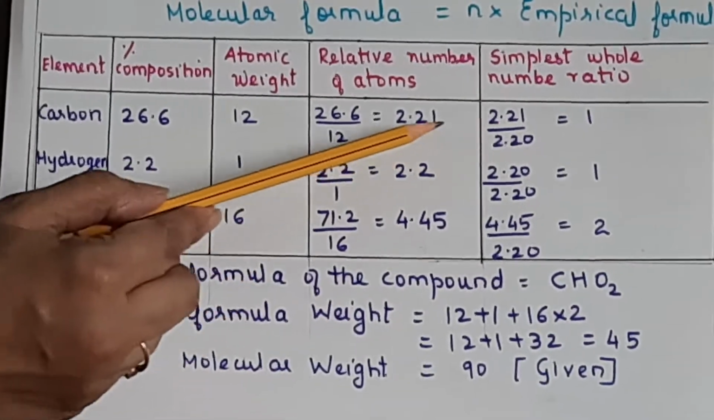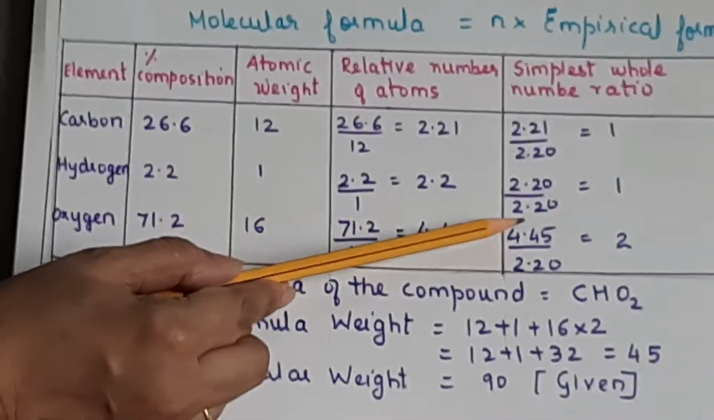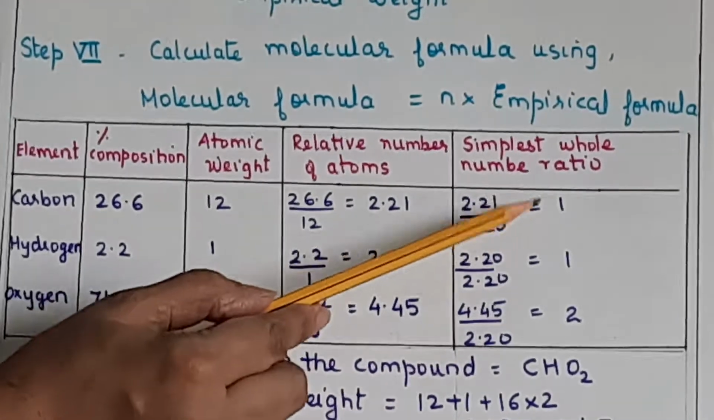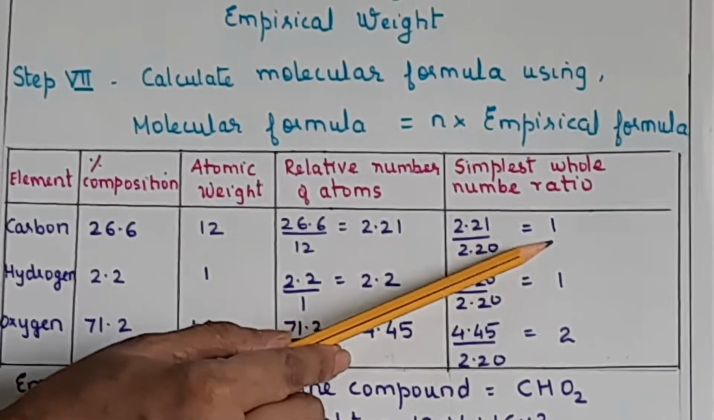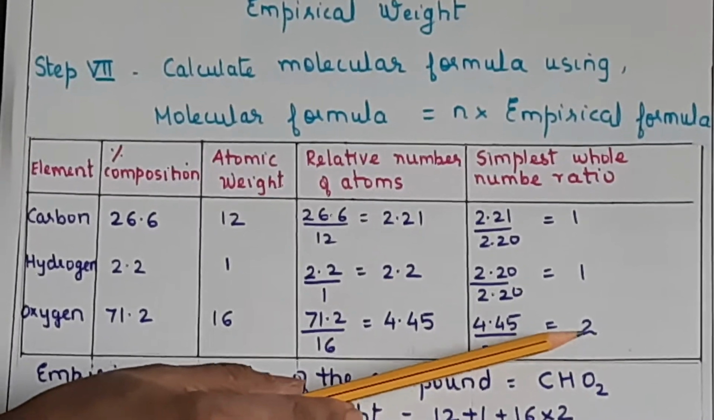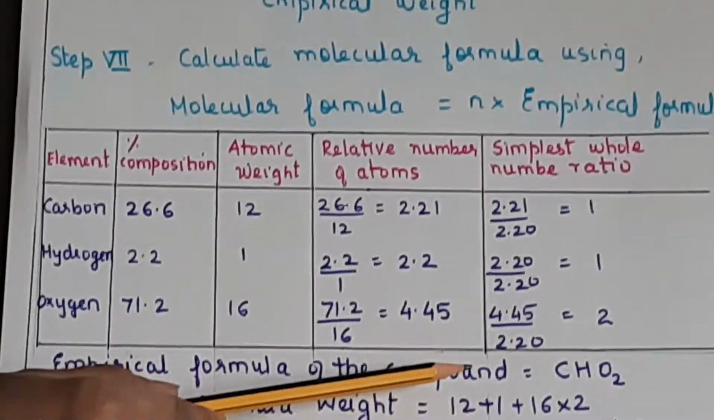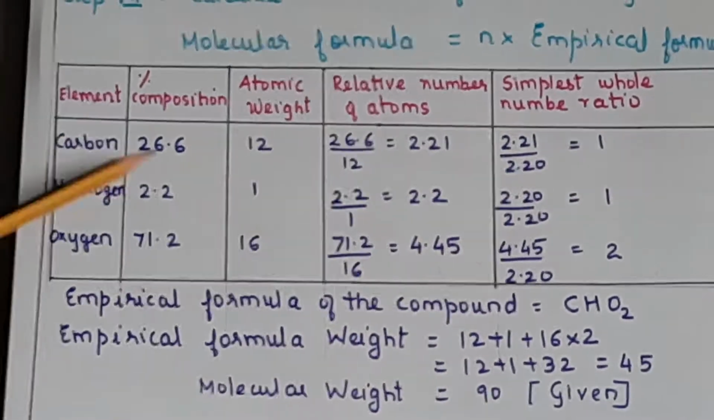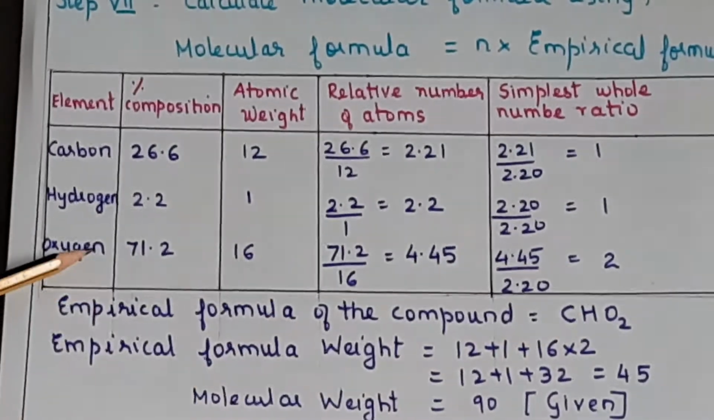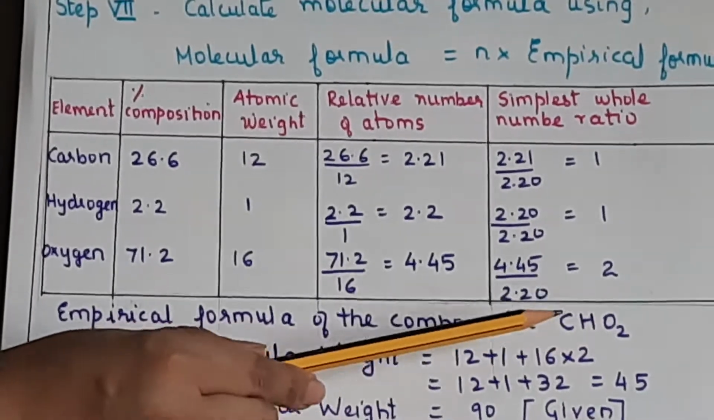So this 2.21 divided by 2.20, 2.20 by 2.20, and 4.45 by 2.20. Now this has to be approximate. This is approximately 1, 1, and this is around 2. So this is the ratio in which they are present. So our empirical formula will be, this is carbon, so 1 carbon atom, hydrogen 1, oxygen is 2, so O2. So CHO2 becomes your empirical formula.